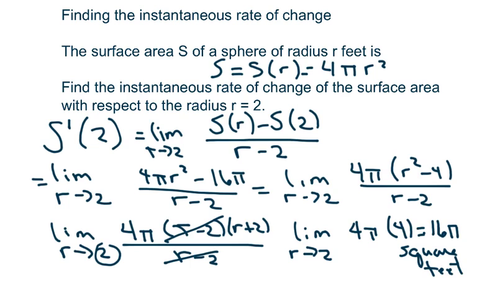All right? So basically it means at the instant r is 2 feet, the surface area of the sphere is increasing at a rate of 16 pi square feet per foot, per 1 unit basically, per foot.